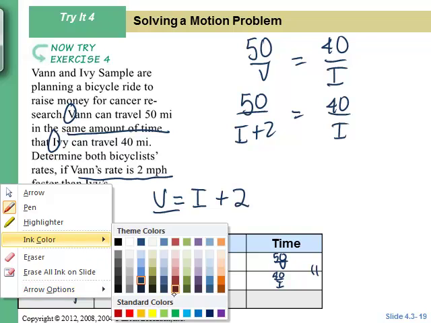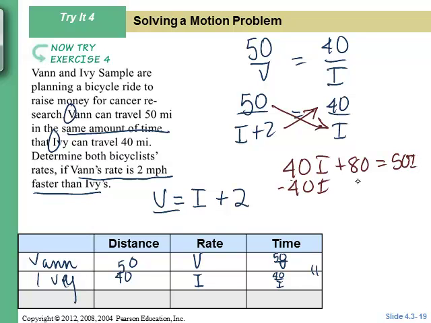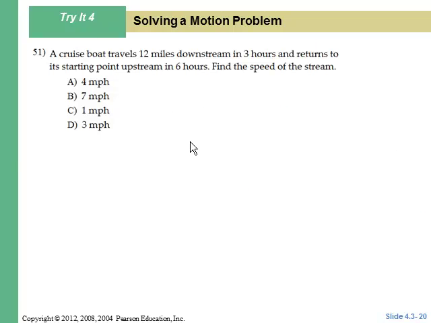Let's cross multiply. 40I plus 80 is 50I. Subtract 40I from both sides. And we get 10I is 80, so I is 8. And van must be 10. That's their both speeds, the speed of both. Next one. You do this one.